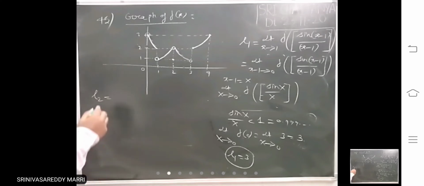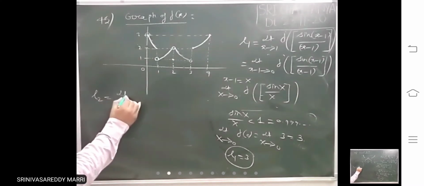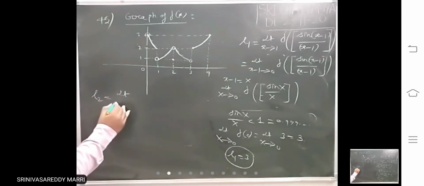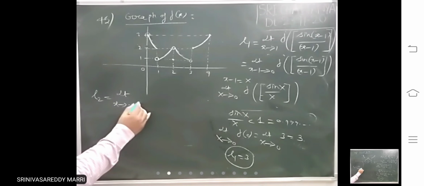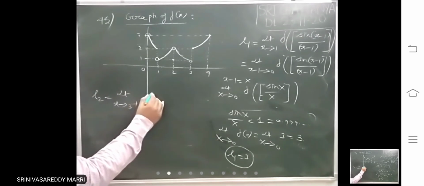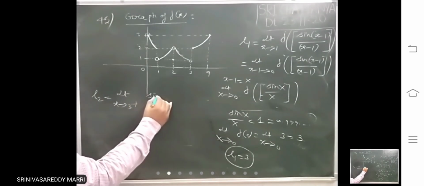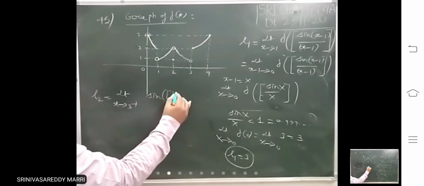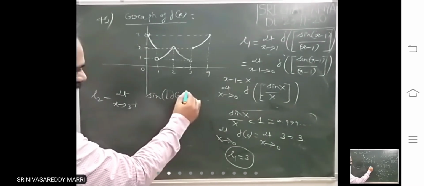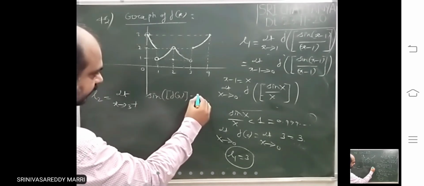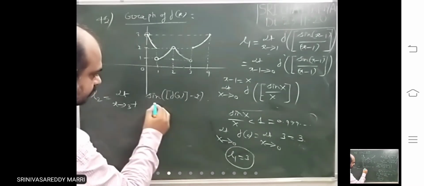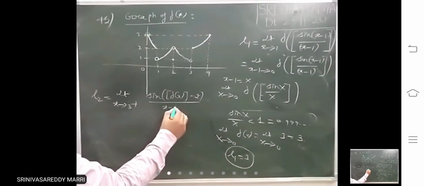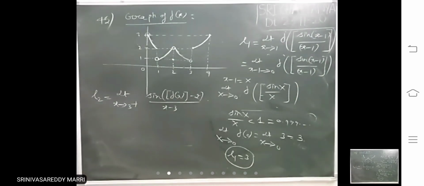L2, he is giving like this. Look at L2. L2 is nothing but limit x tends to 3 plus, sine of step of f of x minus 2, divided by x minus 3.